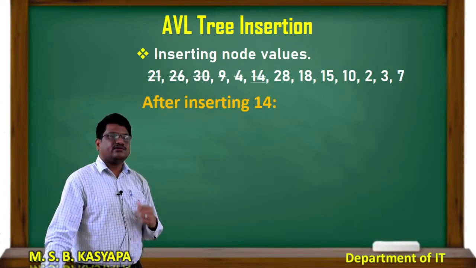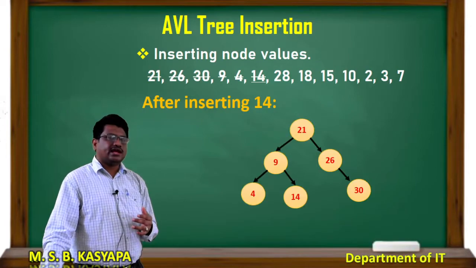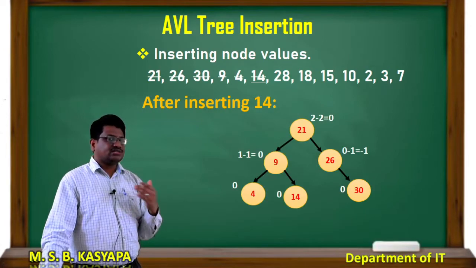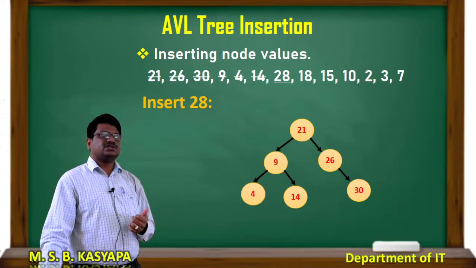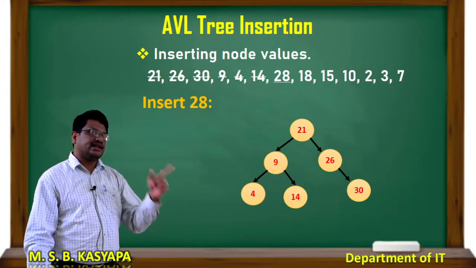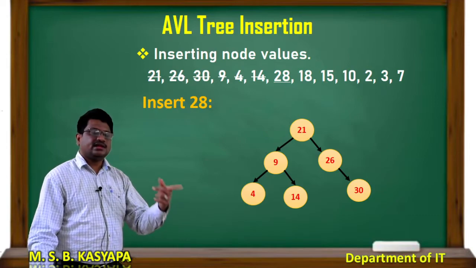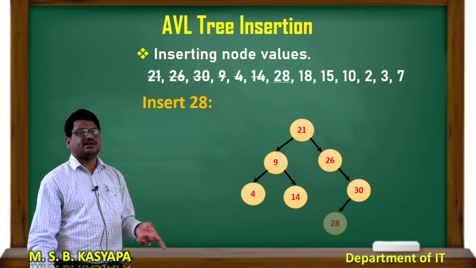Now I want to insert 28. After inserting 14, I have the tree like this. Now I want to insert 28. If you see, 28 is greater than 26, so right side, and less than 30, so 30's left side.